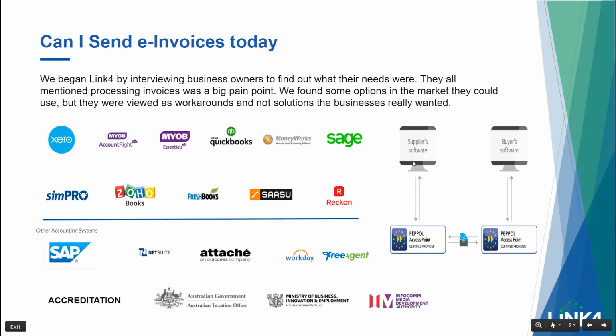The supplier will go into Xero. They will create the invoice. The invoice will go through to Link4. Link4 will deliver that to the receiver access point or the buyer access point, which will deliver this invoice to the buyer software. Let's say we are talking about the government here. Link4 currently deliver invoices into Department of Human Services, Department of Employment, Department of Finance, and New South Wales government. So if any of your small and medium businesses use Xero or MYOB or any other package, they can sign up to Link4 today and start. We can deliver their invoices to the government and they get paid faster.